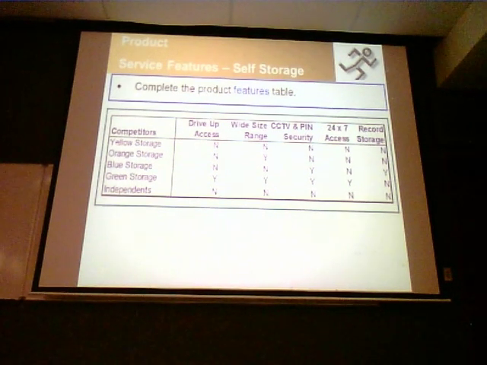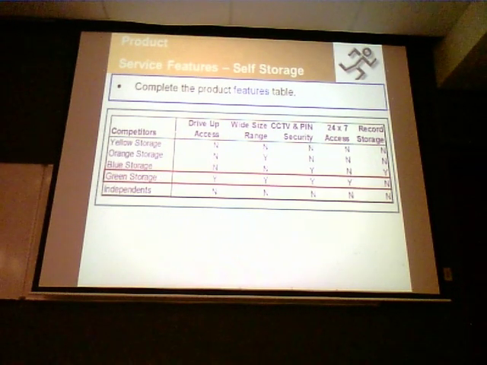All I did was put the greens, that's the Artarmon facility, that's codenamed for Storage King, which is the market leader. Orange Storage is codenamed for Miller's, which got bought by Kennards. Blue Storage is codenamed for Kennards. And I just put in the major features: drive-up access, wide size range, closed circuit TV and pin security, so the security aspects, 24 by 7 access, record storage. At Green Storage, we had most of those things covered except for record storage, whereas the other facilities had some issues.